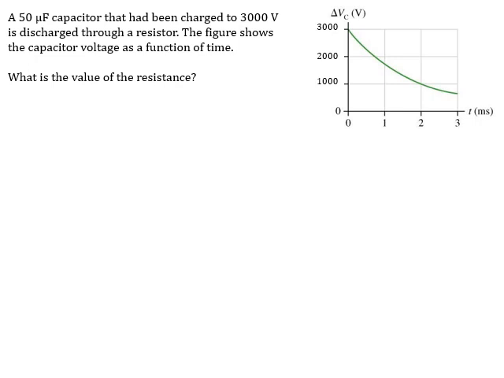In this example, we have a 50 microfarad capacitor which has been charged up to 3000 volts and it's discharged through a resistor. The figure shows the capacitor voltage as a function of time. We want to find the value of the resistance. So this is a simple RC circuit. We're going to try and find the resistance. Let's start by recognizing that we'd like to write down the equation for potential.